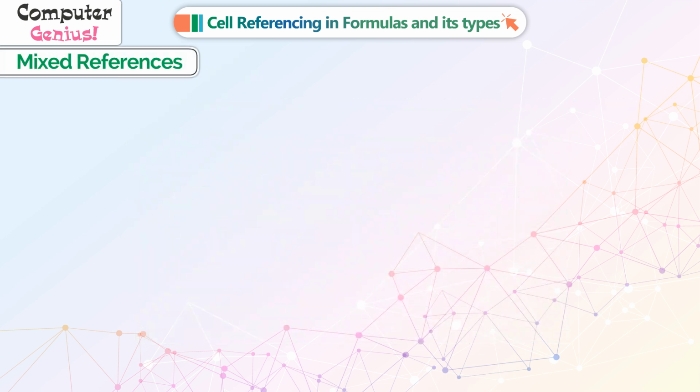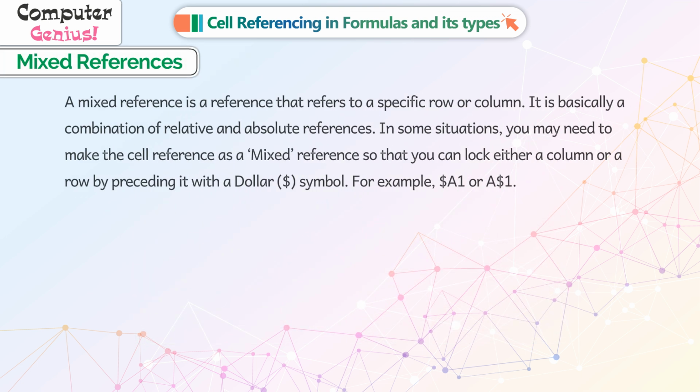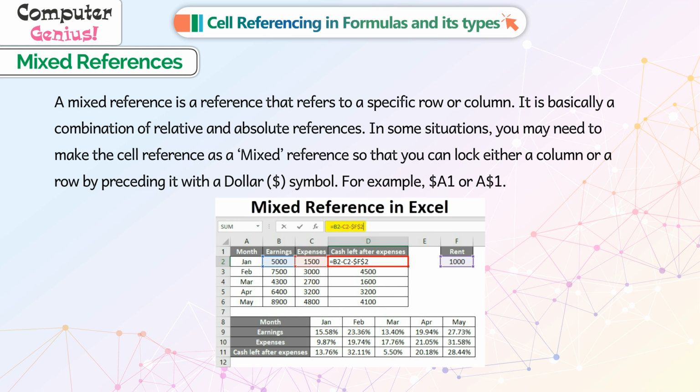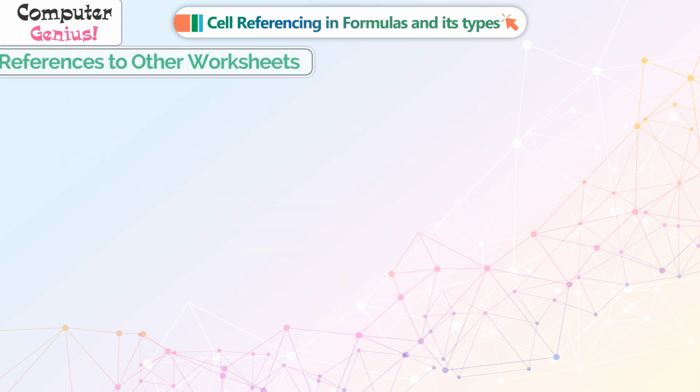Mixed references. A mixed reference is a reference that refers to a specific row or column. It is basically a combination of relative and absolute references. In some situations, you may need to make the cell reference a mixed reference so that you can lock either a column or a row by preceding it with a dollar symbol. For example, $A1 or A$1.